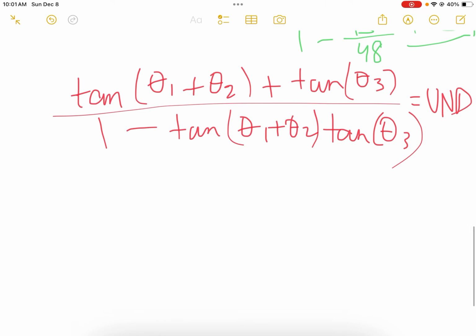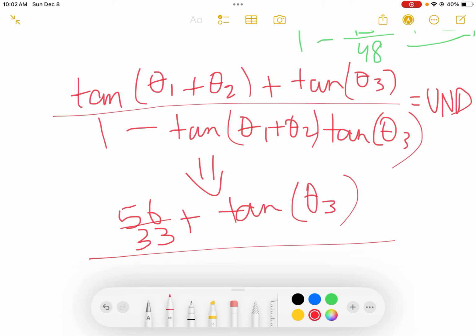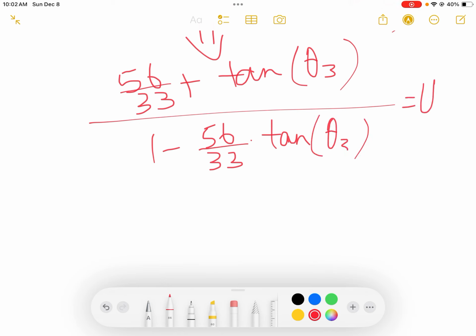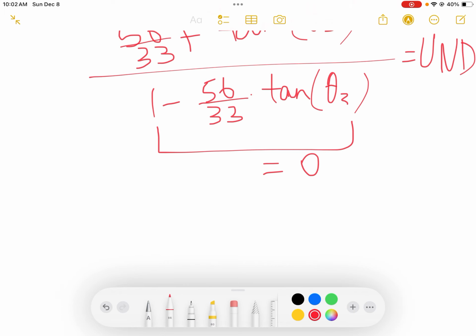Well, we know what tangent theta 1 plus theta 2 is. So I'm going to substitute those values. So this is equivalent to 56 over 33 plus tangent theta 3, all over 1 minus 56 over 33 times tangent theta 3, equals undefined. And remember, for the case of tangent, undefined only occurs when this bottom part is equal to 0. So now we have a concrete way for solving for tangent theta 3.